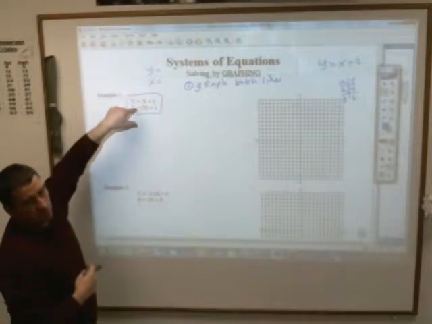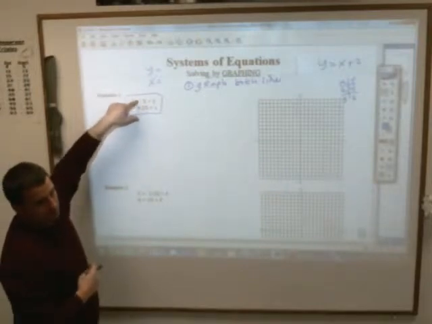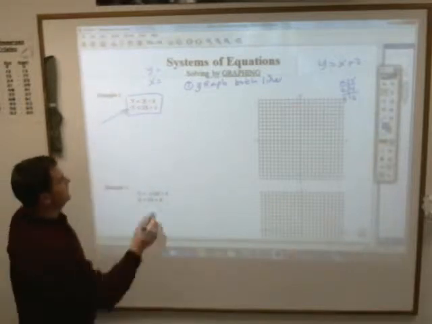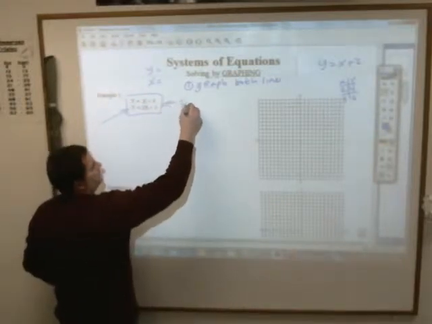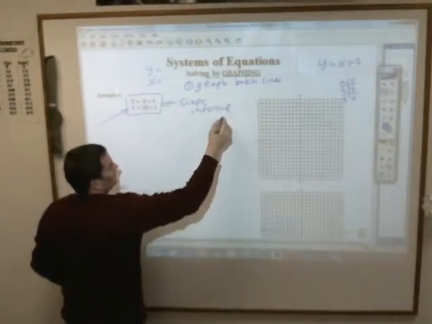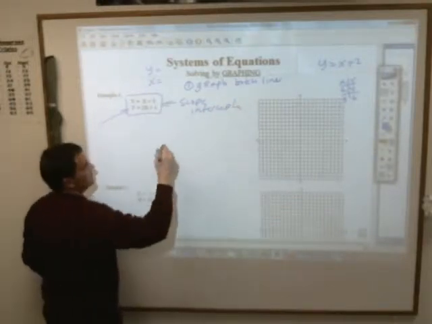I wouldn't use that for both of these. What form are these in, and how did we graph them before? By the way, you can always make a table if you don't get this. All right. These both are in slope-intercept form. And to graph them, do you remember doing this?